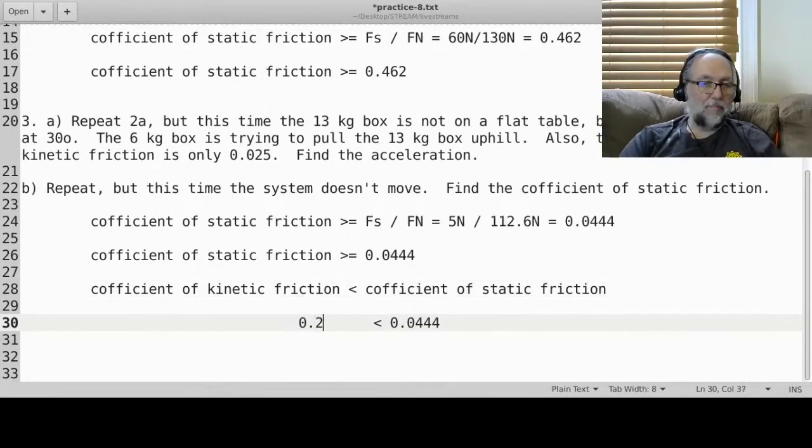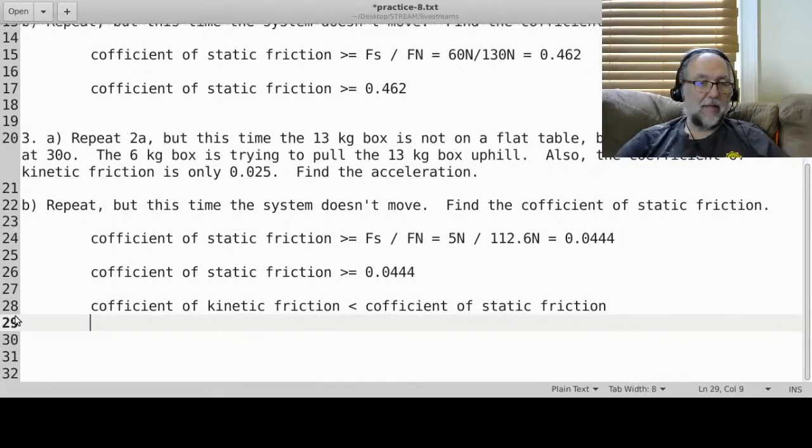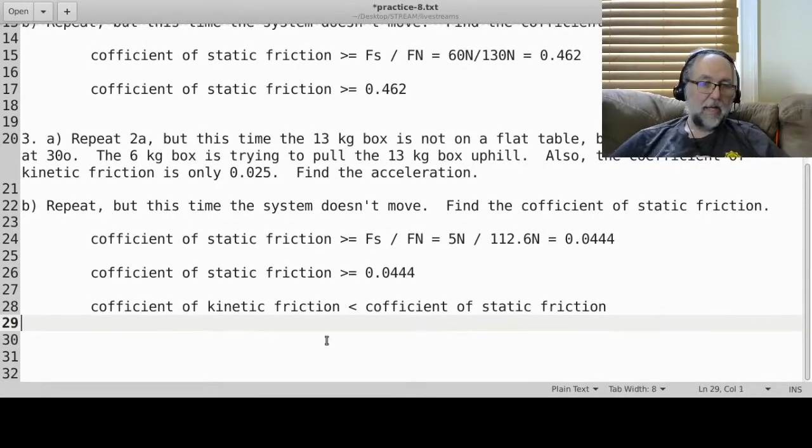And in my problem originally, when I made the mistake, I had 0.25. And of course, 0.25 is not less than that. And so that's why it was wrong, and that's why I just changed it to 0.025, and then it works, okay?